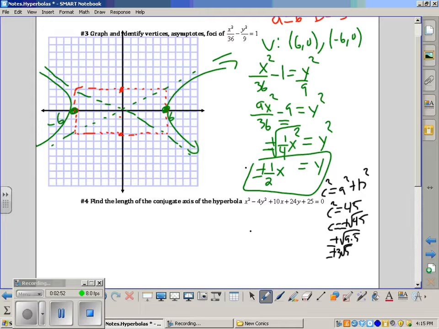So we're going to have just a point out here and a point out here. And these foci are going to be 6 plus 3 root 5, 0, or the opposite. So let's see. -6 minus 3 root 5, 0. Okay? So there are foci. So this is foci. This here is foci. And we're done.